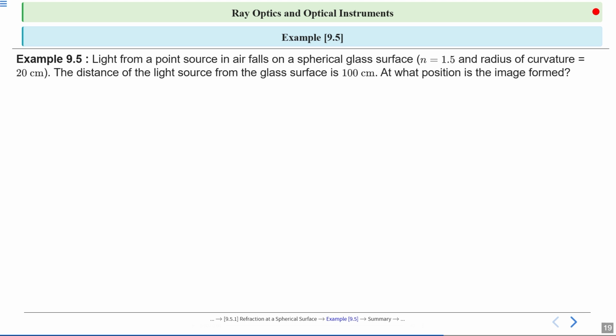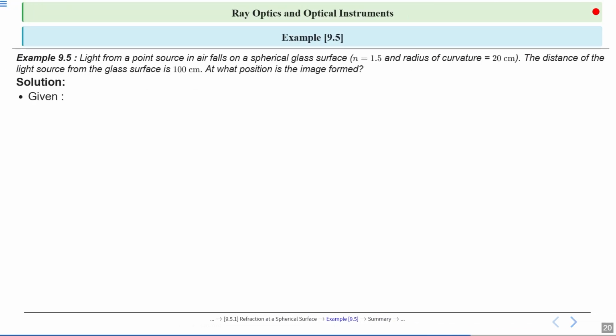So u is given 100 centimeter. The object is real, that means u will be taken as negative. Also the radius of curvature 20 centimeter is taken as positive, and the image distance will be found.